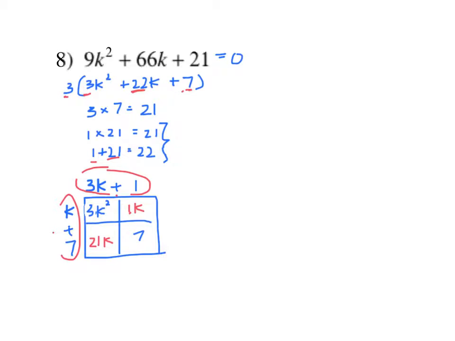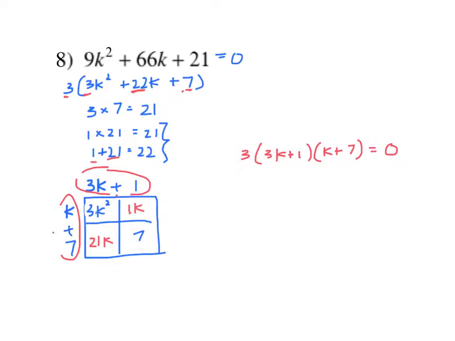So the factored trinomial will be 3 times (3k plus 1) times (k plus 7). And you can multiply that back together to double check that. And that is still going to be equal to 0.